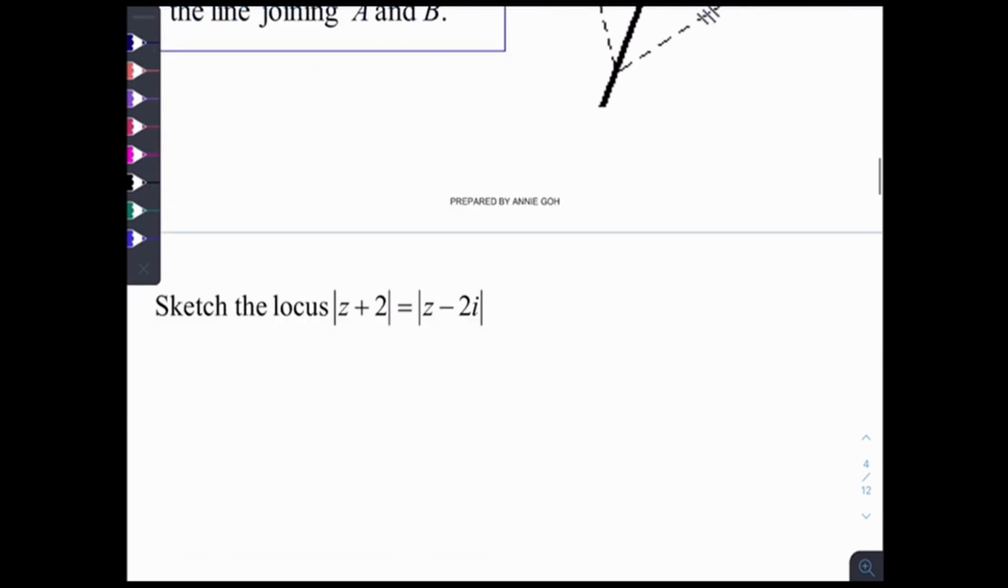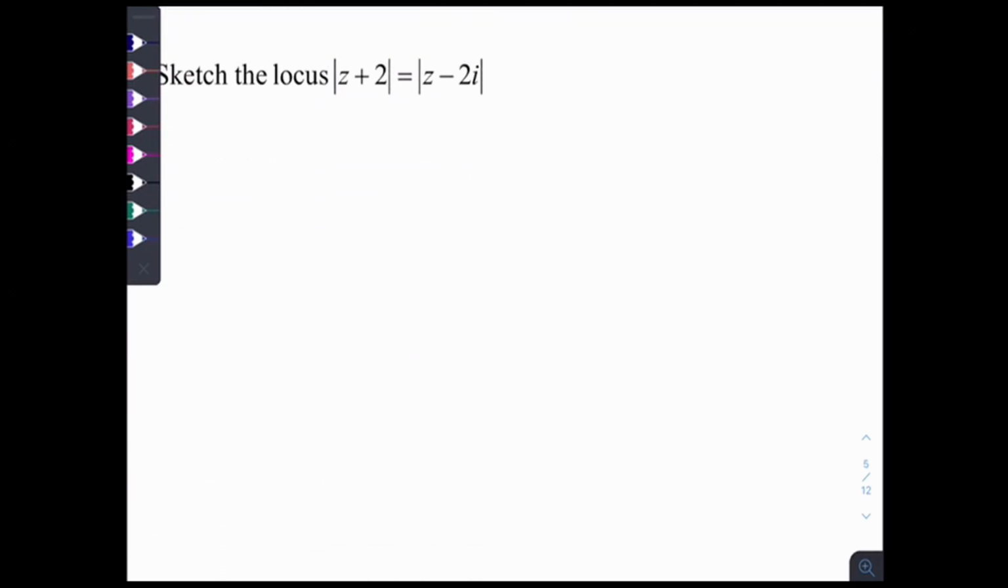Have a look at the example here. You are asked to sketch the locus, and for this locus, both sides have modulus, which means it's a perpendicular bisector. So you have to figure out what the point A and the point B are. The point A comes from here, the point B comes from here, but you have to make sure that it's a negative here. So let's write the equation again. Prepare the z and the minus and the bracket for the other point. Z minus and the bracket for the other point.